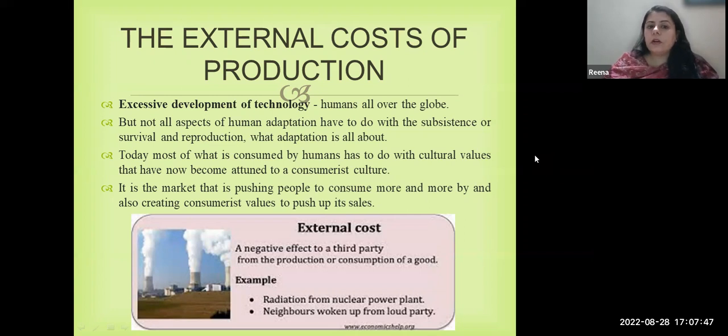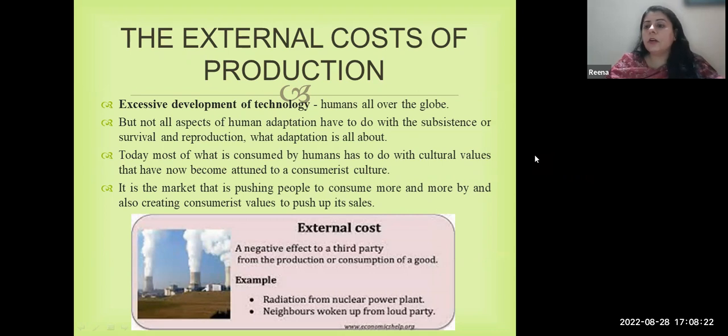But not all aspects of human adaptation have to do with subsistence or survival and reproduction. That is what adaptation is all about. But the market, which is pushing people to consume more and more and create consumerist value to push up its sales, is causing external costs to the environment by generating impacts to the third party. Okay, so the third party is our own human population, which is not involved in production or consumption of the good.